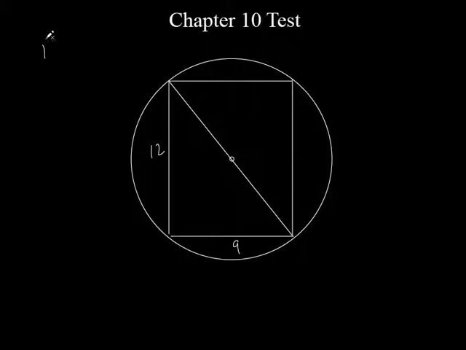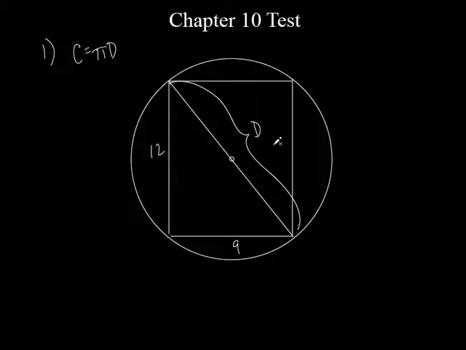Okay, watch. This is number 1, and we are trying to find the circumference of the circle. The circumference is pi times the diameter, correct? So what do we have to find? The diameter. Well, the diameter is kind of already drawn for you, isn't it? Right there. That would be considered the diameter. You could do this without really even thinking that much.